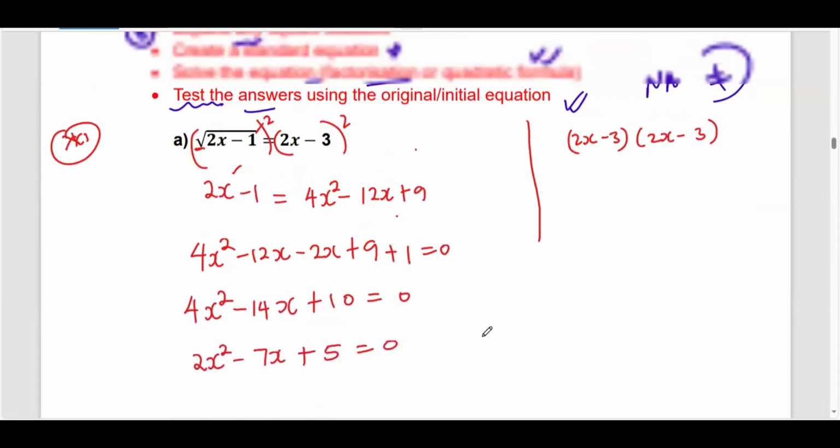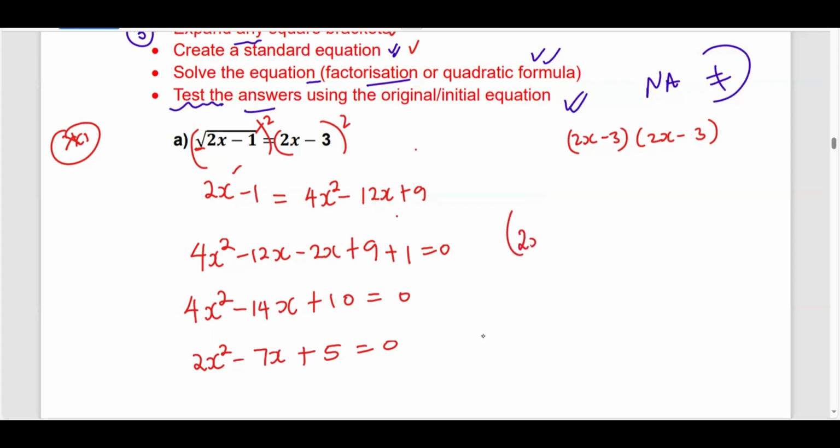And then what I can do at this level is factor this out, or I can use the quadratic formula. Remember, you have two options at this level, either the quadratic formula or factorization. So whichever one works for you, just go with that. So I have 2x here, then I'll have x there. For me to get a 5, I can have a 5 and a 1. But this is a plus and that's a minus, which means I must keep a minus there and a minus there. And then I'll have a 0.